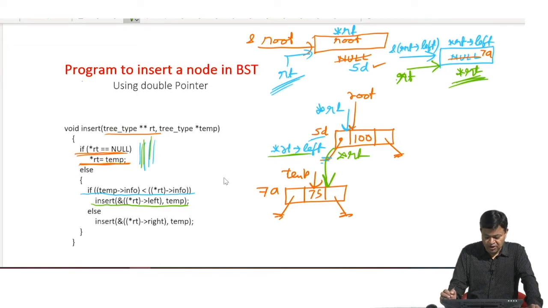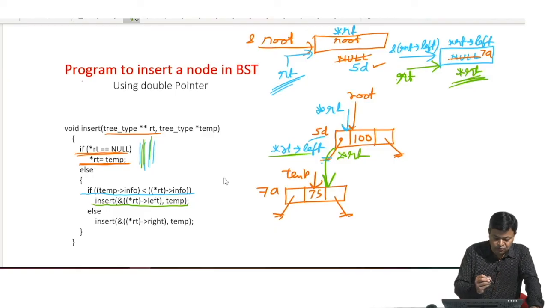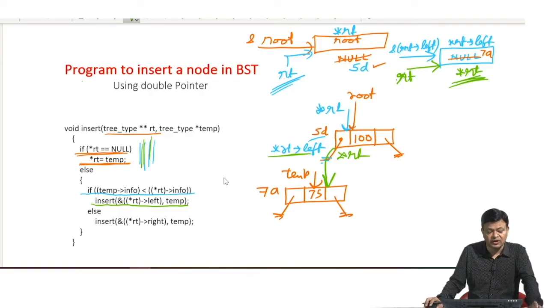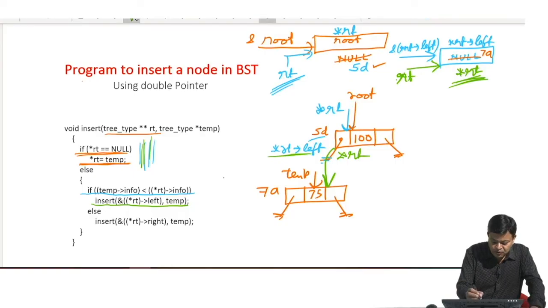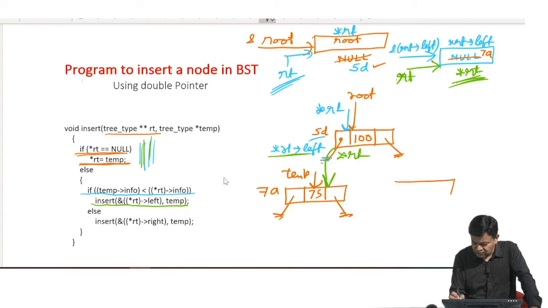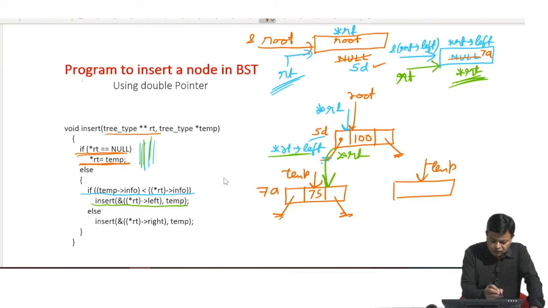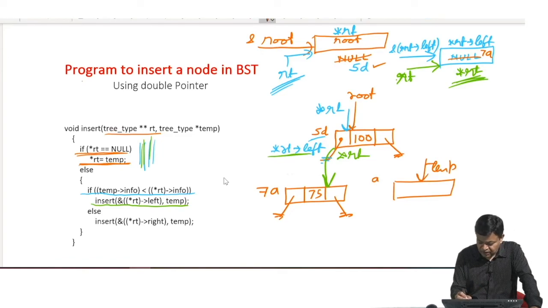Okay. Similarly, we can take one more example. Let us assume we want to insert 200. Now, when we want to insert 200, what will happen? I will go back to the main function. From the main function, I will be passing the address of root and the value of temp. What is temp? Temp is the address of the new node which we have created. Let us assume this is 9B.